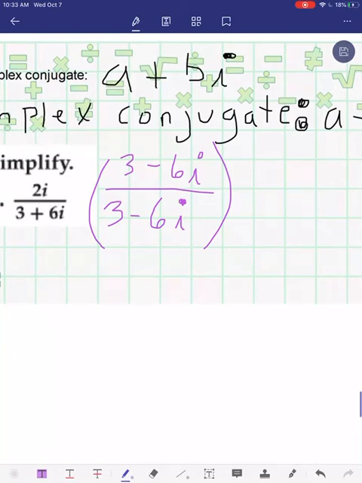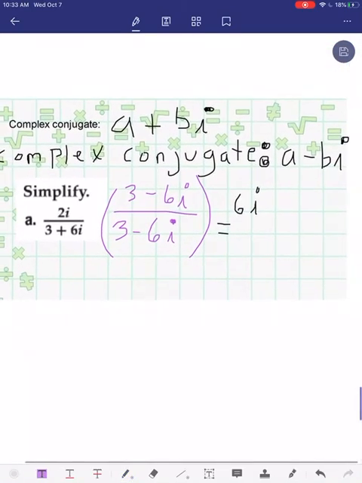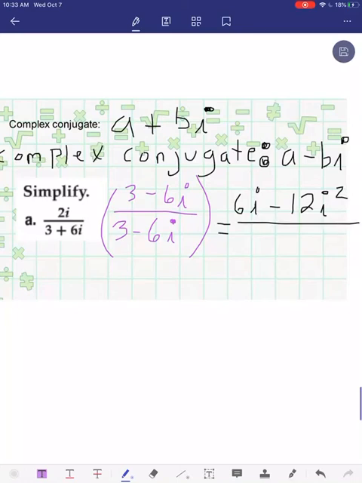Well, I have a monomial times a binomial, so we can really just think about that like distributing. So we would have 2i times 3 is going to give us 6i. Then we have 2i times negative 6i is going to give us negative 12i squared. And now watch what happens when we multiply out our denominator.